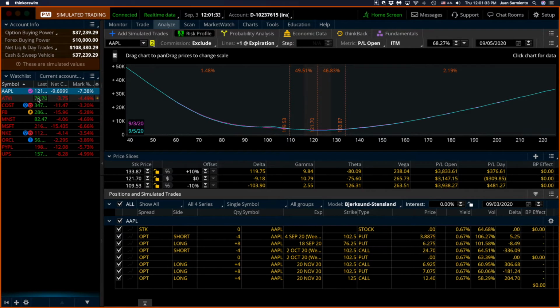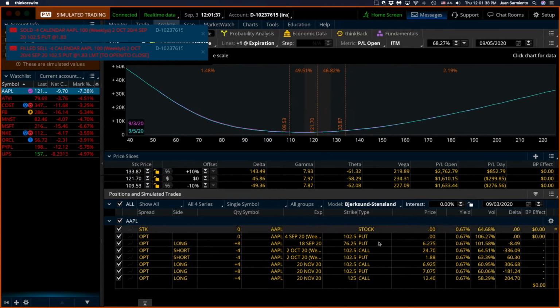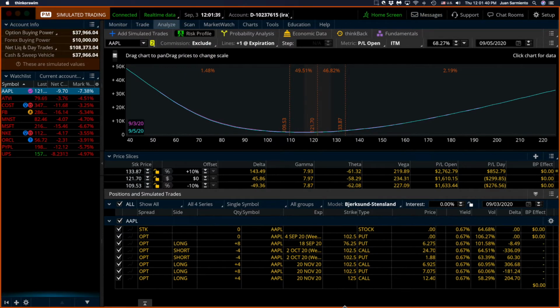Let's go to the next one. Oh, it got filled already. So let's go to Apple, and this is what we have right now. It's delta positive, so if Apple for some reason goes up again, I could make money on delta, but Vega is positive, so a continued decline would increase my Vegas and make me more money.